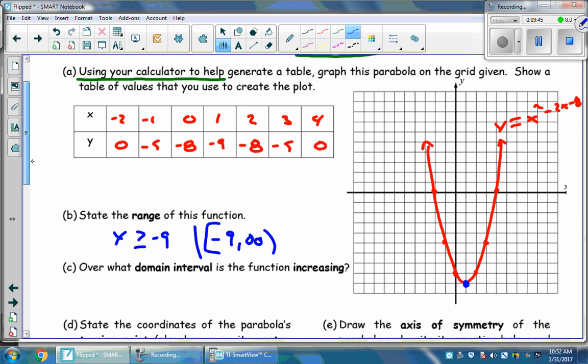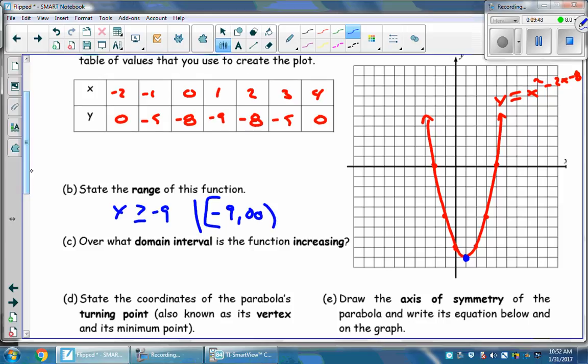Question letter C says, over what domain is the function increasing? Well, we should remember this from previous units. To be increasing means if I look at it from left to right, it's going up. So if I were to start at this point that I have in blue and trace the curve as I go to the right of that point, that entire graph is going up. So that would be my interval of increase.